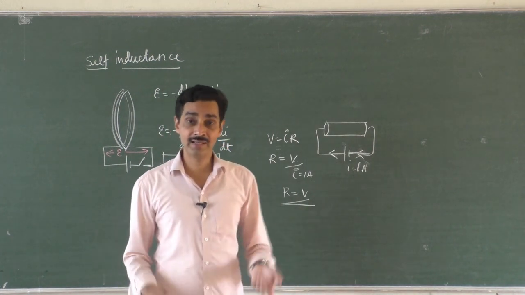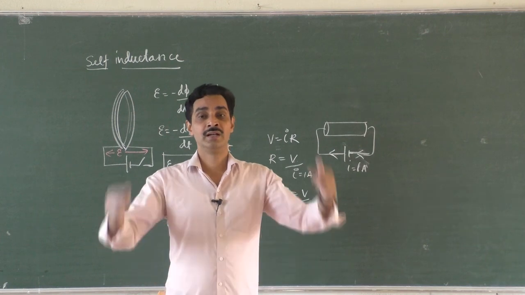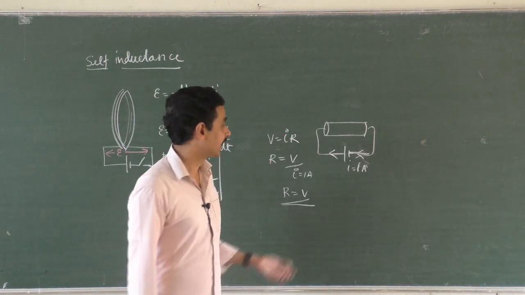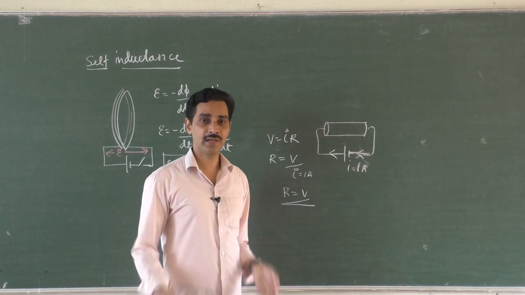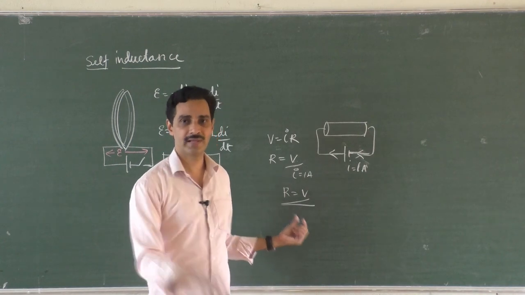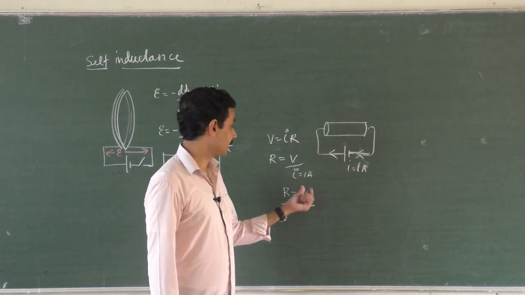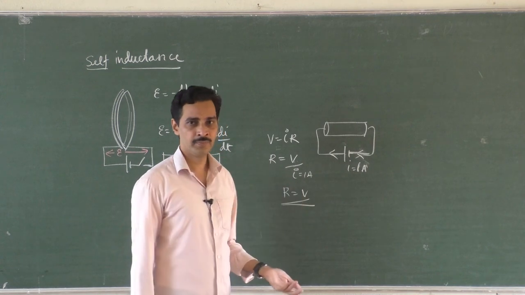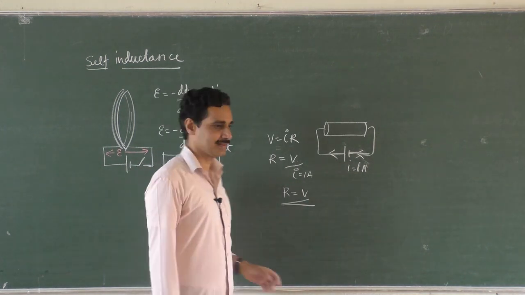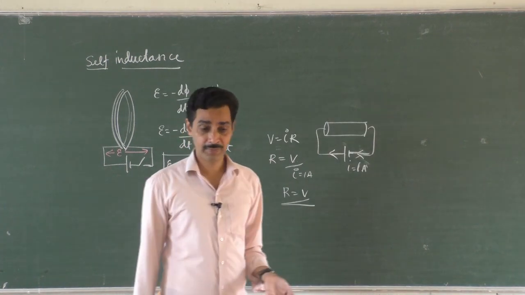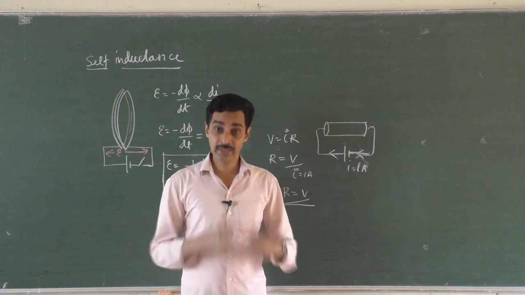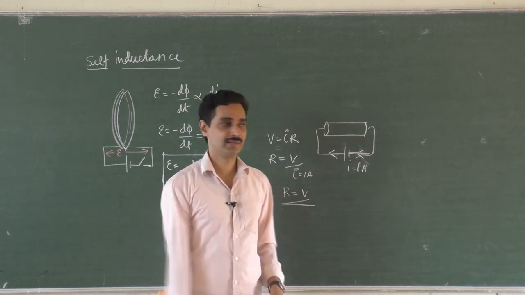Resistance of a material is numerically equal to the voltage across the resistor when the current through the resistor is 1 ampere. Whatever the voltage you get across the resistor, that numerical value is exactly equal to the numerical value of the resistance. Suppose you get 3 volt here, you can name it as 3 ohm. But resistance cannot be 3 volt, that's not possible.